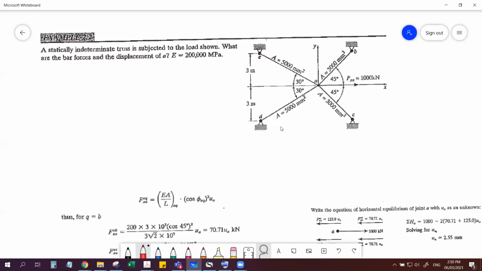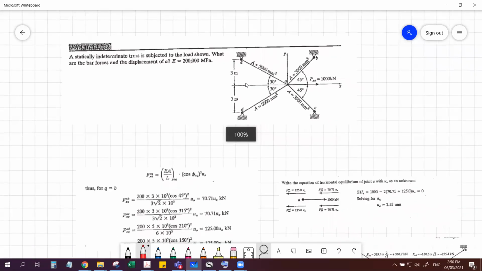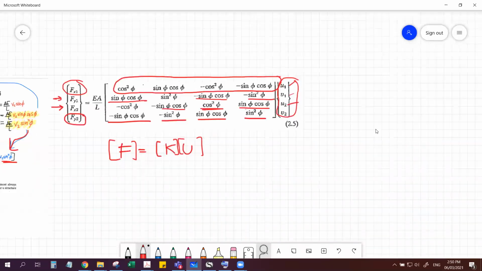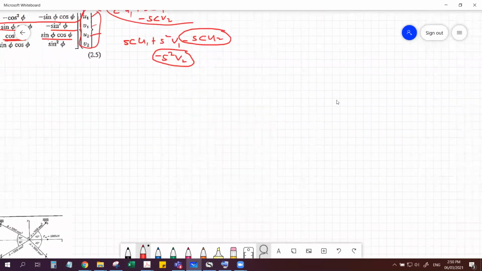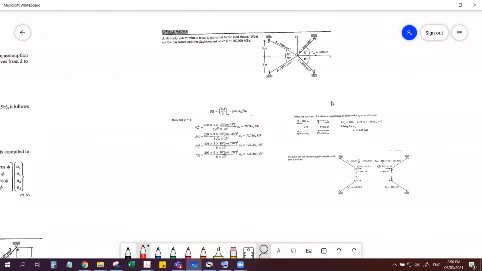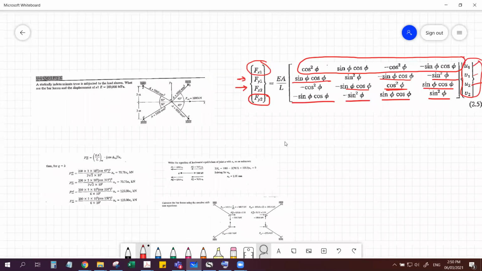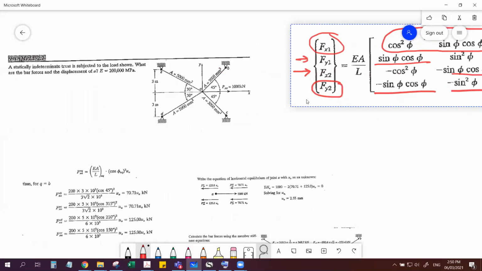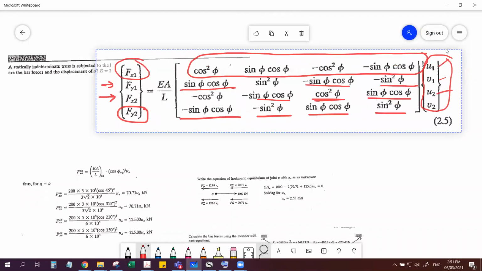Okay, so let's use our stiffness matrix. I'll copy our matrix here, and then paste. It's too big. How do I resize this?